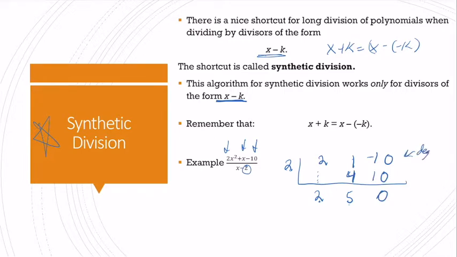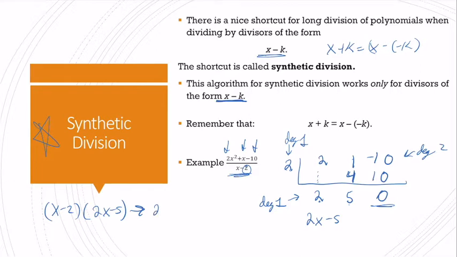This was a degree 2. Because I divided by a degree 1, my remaining polynomial is going to be degree 1 as well. So I have 2x minus 5. That means, because I have a remainder of 0, that x minus 2 is a factor of 2x squared plus x minus 10. So I can write x minus 2 times 2x minus 5, and I know this is going to FOIL back to 2x squared plus x minus 10. And this type of division only works if I have something of the form x minus k.